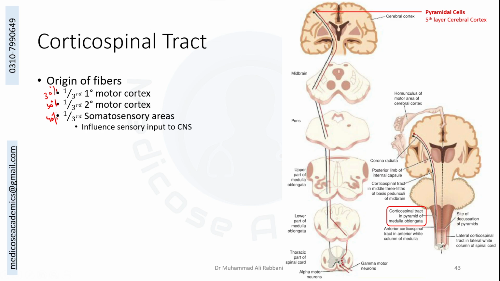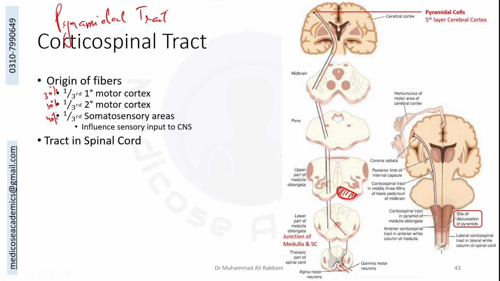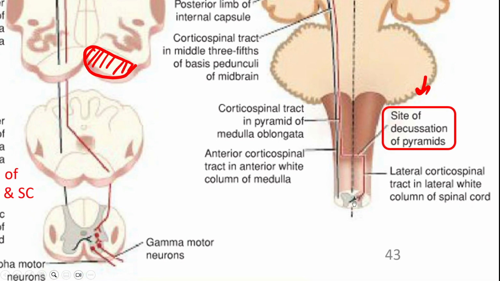Then it will move down through this area, which is called the pyramids of the medulla oblongata. This raised area, the pyramidal part, gives the name pyramidal tract to this corticospinal tract. From there, in the lowermost part of the medulla oblongata, crossing occurs. More than 90% of the fibers, though some books say between 76 and 90%, cross or decussate at the lower part of the medulla oblongata, at the junction of the medulla and spinal cord.